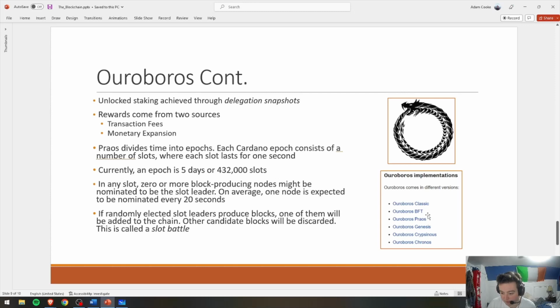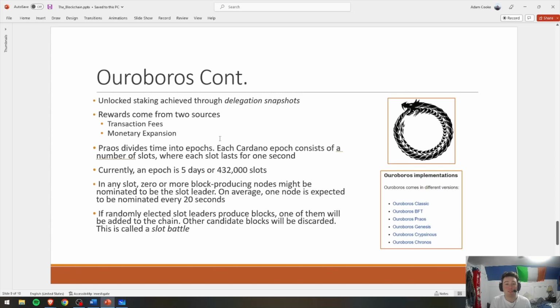So there are different flavors of Ouroboros, if you will. Praos divides time into epochs, and each Cardano epoch consists of a number of slots. We talked about that. A nice part about Ouroboros is that it has unlocked staking. In some chains, you have to stake your native asset, your digital asset, native token, whatever you want to call it, and you're unable to transact with it while you're participating in the staking. In Cardano, you have delegation snapshots, where at the beginning of an epoch, so every 5 days, a snapshot is taken of where you're currently staking to. And that is the amount of stake that you hold for the next 5 days until the next snapshot occurs.